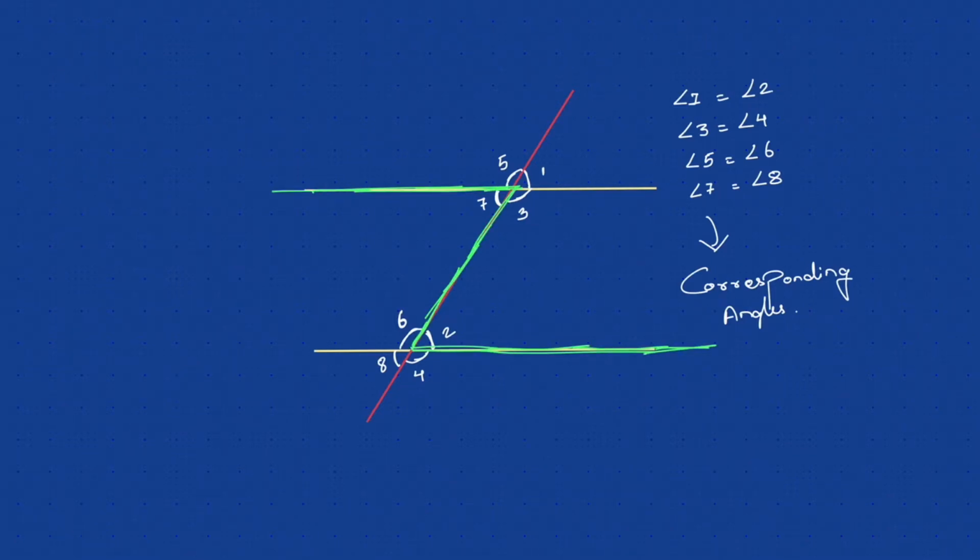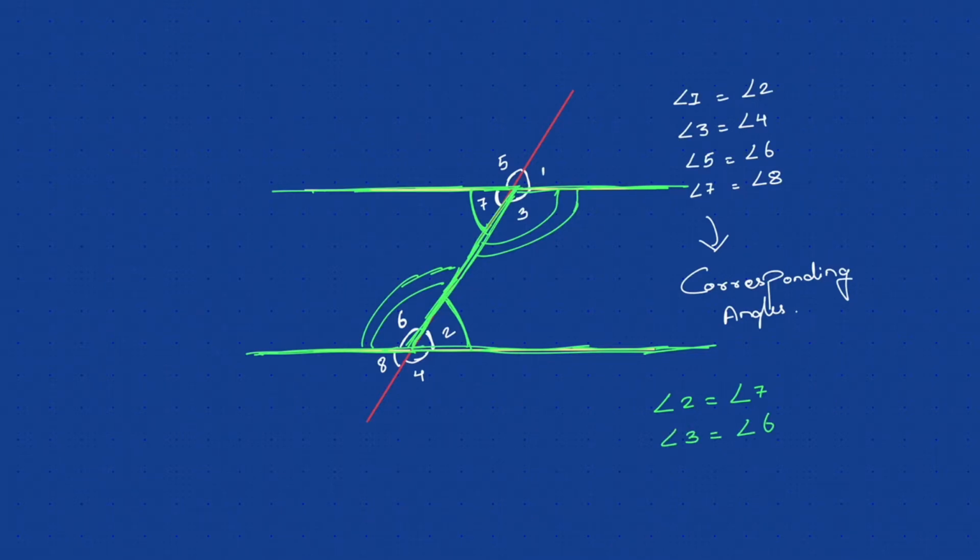Let's see some other angles. Let's draw a Z. You can remember, whenever we draw a Z, we get two angles. Angle 2 will be equal to angle 7. You know the reason why this is happening? Pair of alternate angles, right? Similarly, draw a reverse Z. Angle 3 will be equal to angle 6. Again, the reason is that they are a pair of alternate angles. So for alternate angles, always remember to draw a Z or a reverse Z. That will always give you your alternate angles.